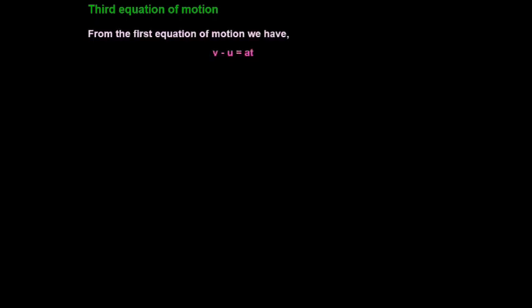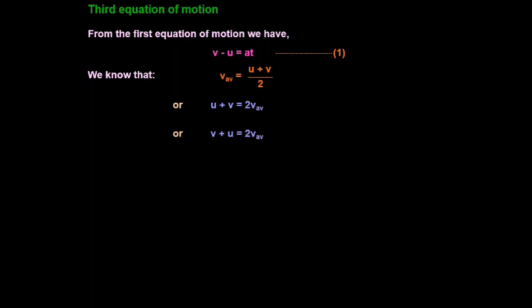The second equation of motion. Third equation of motion. From the first equation of motion, v minus u equals at. Second equation, v average equals (u plus v) by 2. So u plus v is equal to v average into 2.